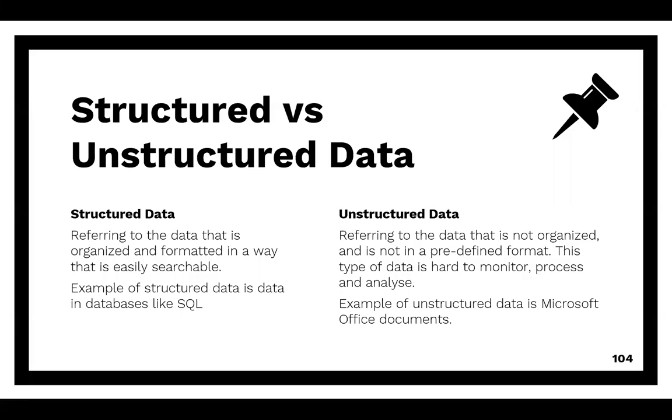There are two main categories of data in the digital world: structured and unstructured data. Structured data refers to the type of data that is organized and formatted in a way that is easily searchable. An example of structured data is the data in databases like Microsoft SQL or Oracle.